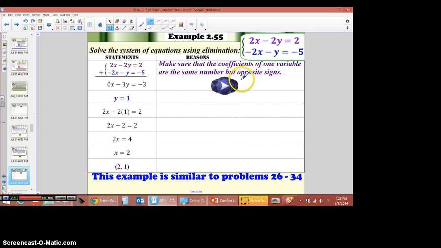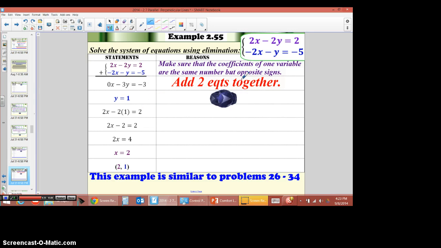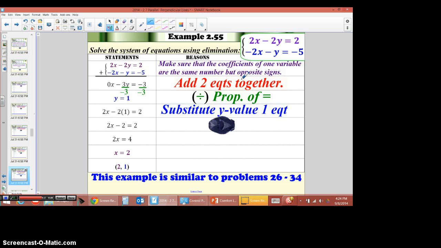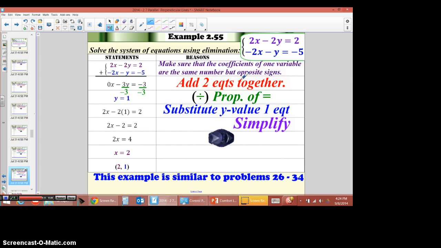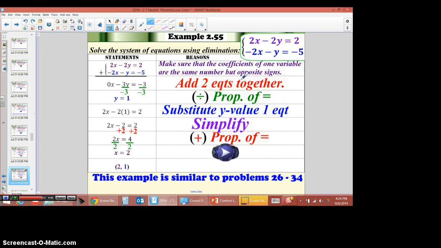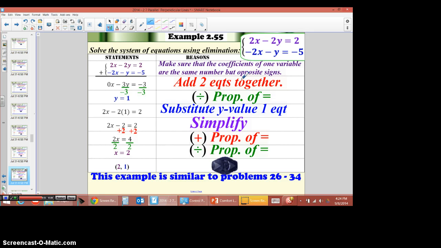This gives me negative 3. So I do some algebra, I add the two equations together, divide by 3, and I'm good to go. y equals 1. I plug that back into my original equation. And I say, simplification, I add 2 over, I divide by 2, and I get x equals 2.